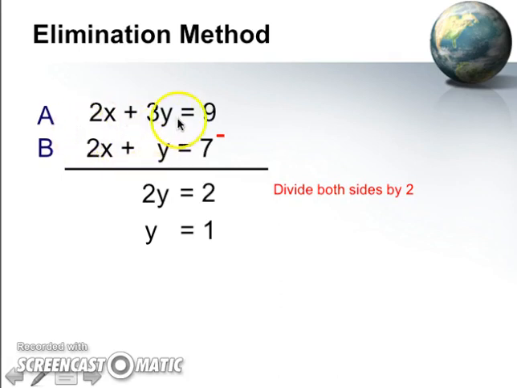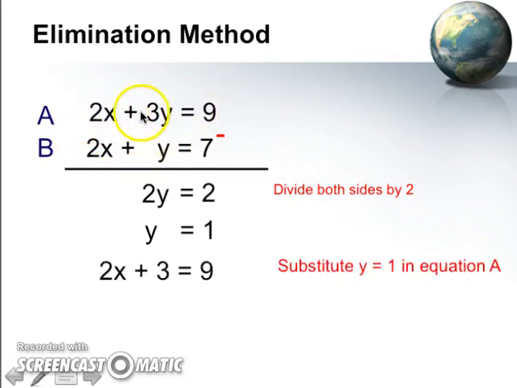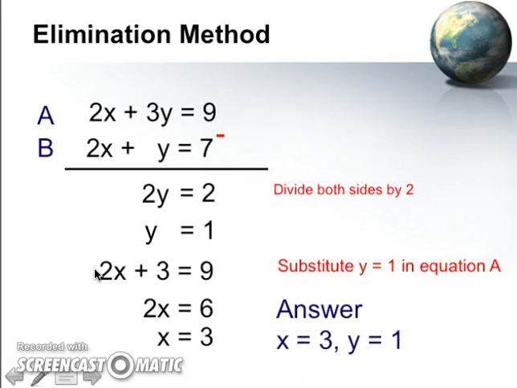We can then put that back into the first equation. 2x plus 3 times 1, which is 3, equals 9. And rearranging that gives us 2x equals 6, and therefore x equals 3. So our answer is x equals 3, y equals 1. Check. 2 3s are 6, plus 1 is 7, and 2 3s are 6, plus 3 times 1, which is 3, 6 plus 3 is 9. So everything looks good.